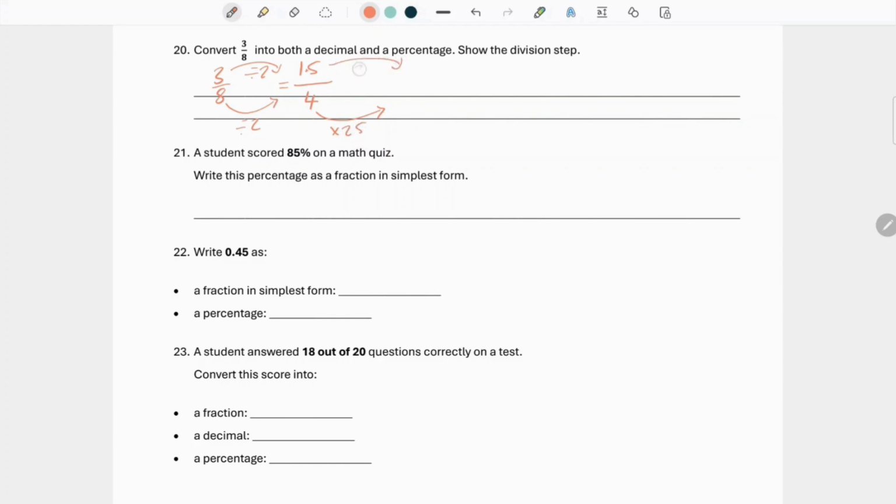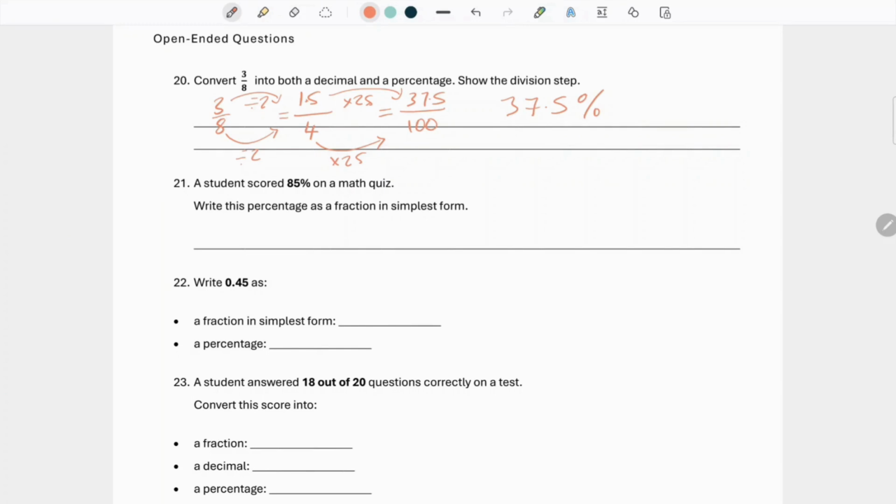And if you multiply this by 25, so 25 plus half of 25. What's half of 25? Half of 25 is 12.5. So 25 plus 12.5 would be 37.5. So it equals 37.5 over 100. And there we have our percentage, because anything out of 100, we can write it as a percentage, which is 37.5%.